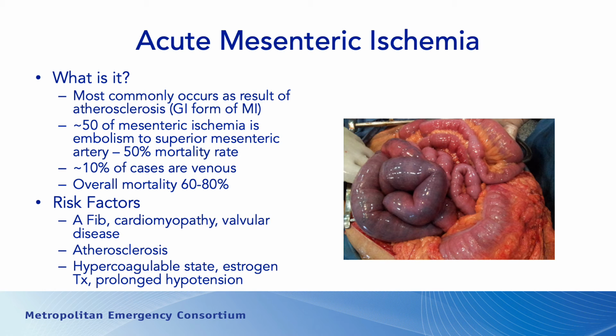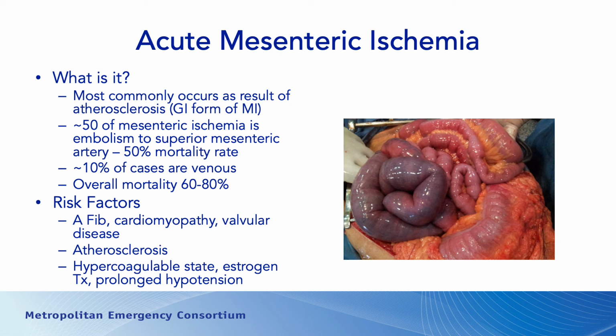About 10% of the cases are due to venous causes, venous problems. It's kind of like having DVT of the gut, just like you might have DVT of the legs. Overall, acute ischemia has about a 60 to 80% mortality, and that in large part is due to delay in diagnosis. This is not always an easy condition to identify.